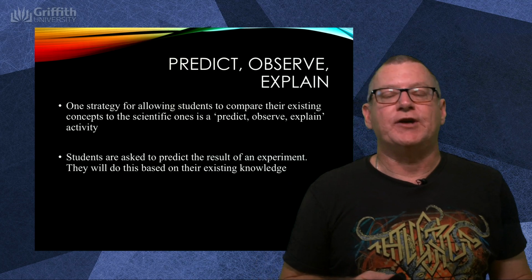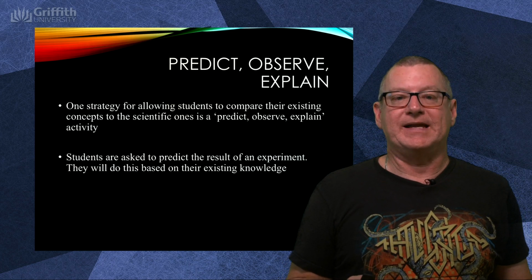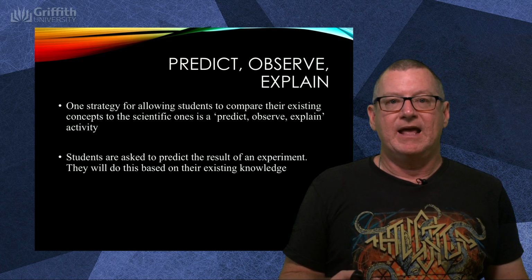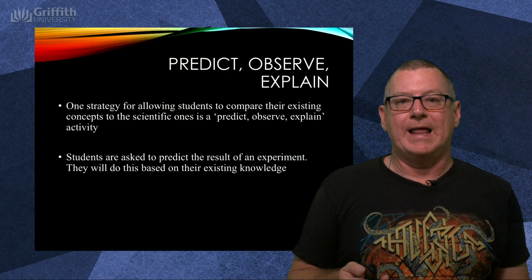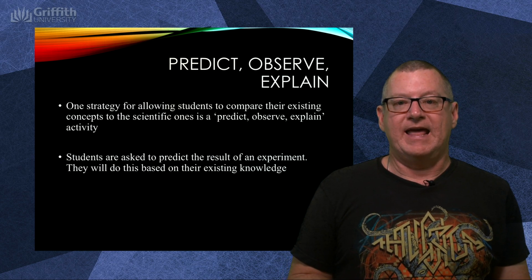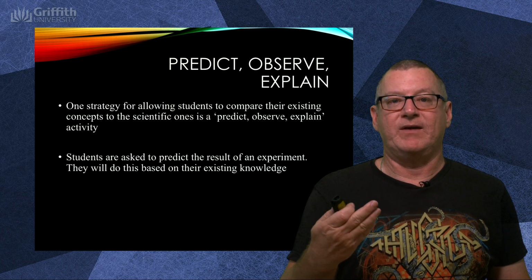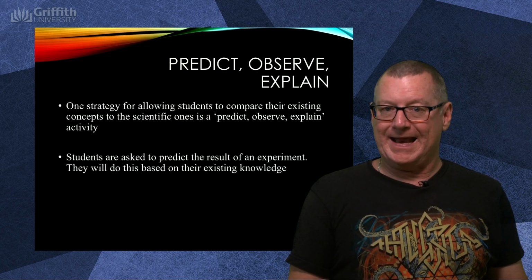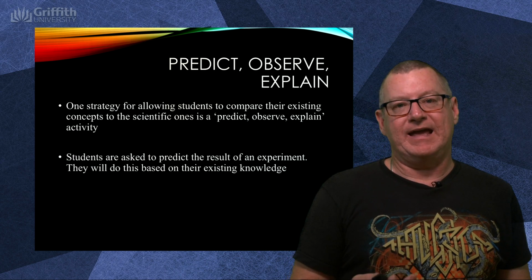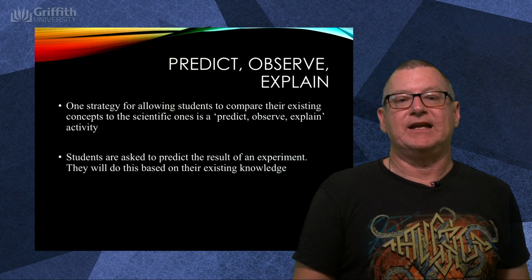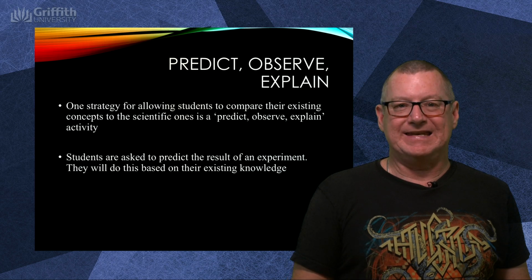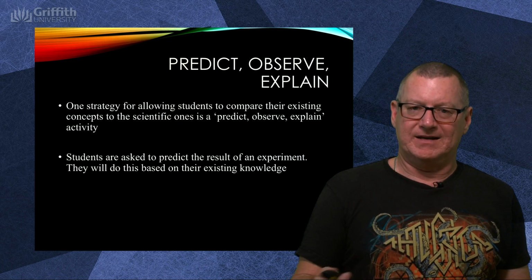One teaching strategy that we can develop based on this is predict, observe, explain. Ask the student to predict what will happen in an experiment, then observe what does happen, and then ask the student to explain what happened and why it happened, and to check whether their existing concept explained or didn't explain what they were looking for.